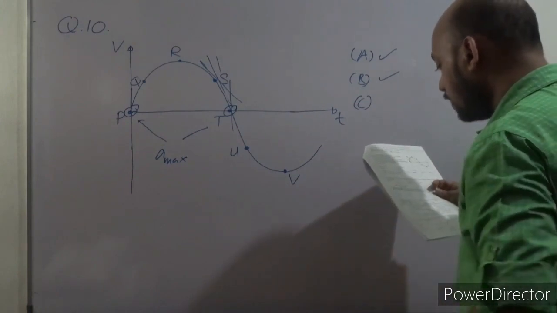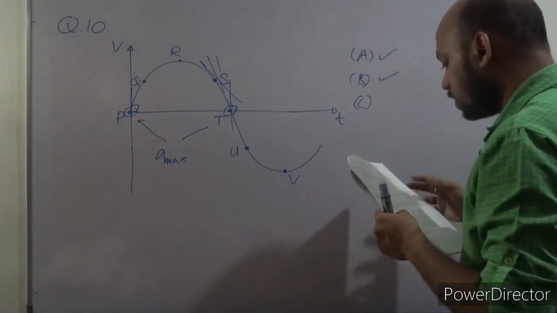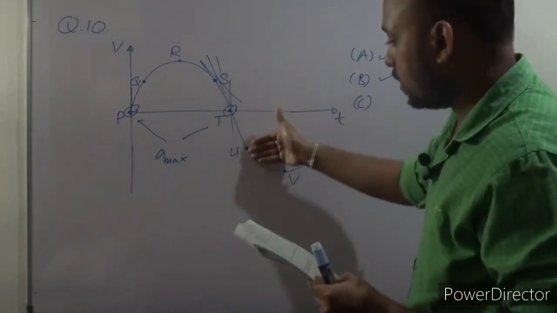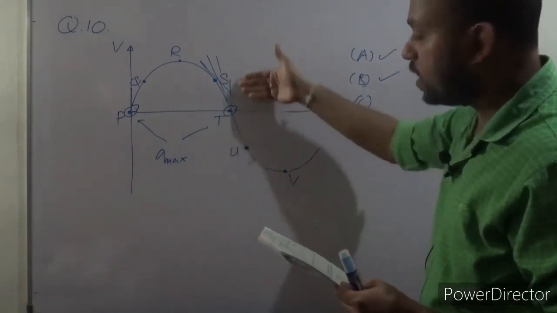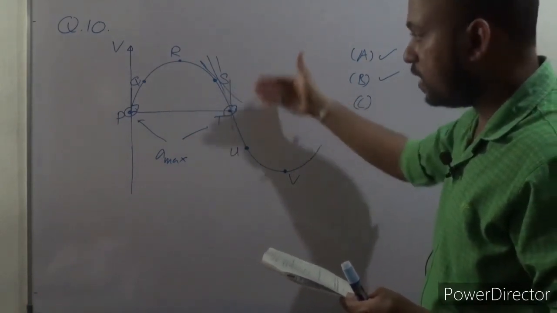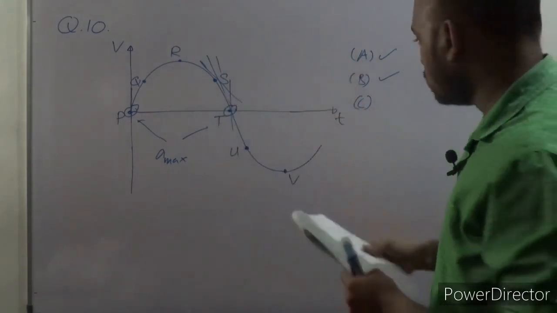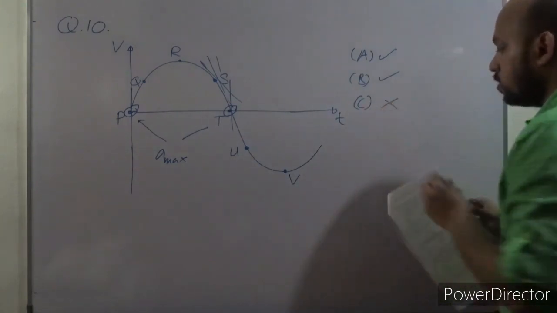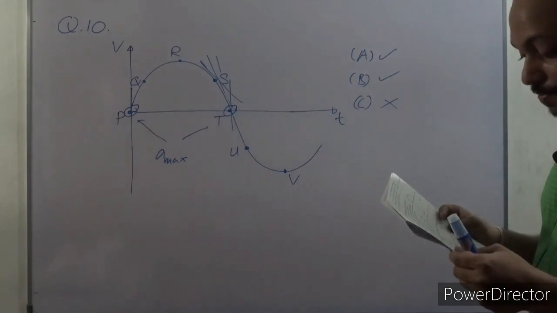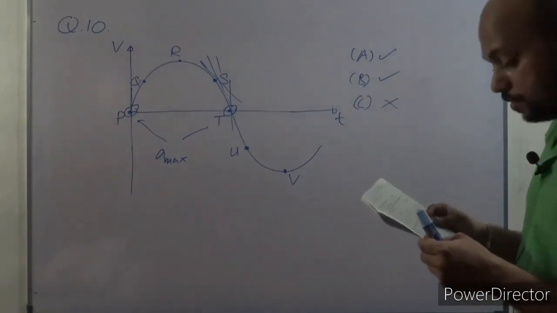Then in S and U the direction of the motion is the same. No, you can see S and U are in opposite directions. It is positive velocity, here negative velocity, it means directions are opposite. So C is incorrect. So answer 1, A and B.